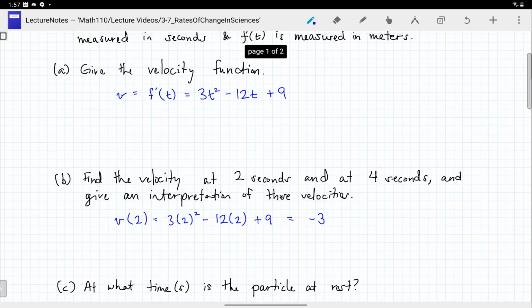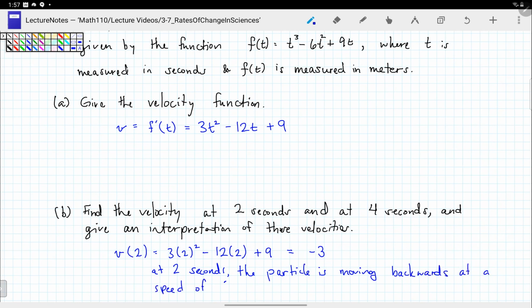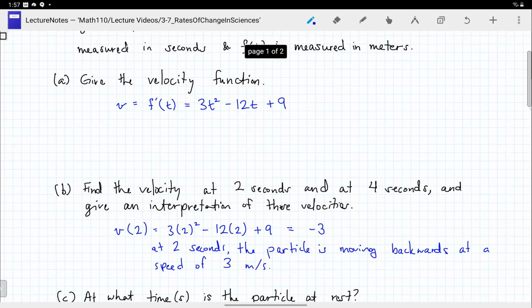Okay, hopefully you came up with the statement that at 2 seconds, the particle is moving backwards at a speed of 3 meters per second. So the backwards is connected to that negative velocity.